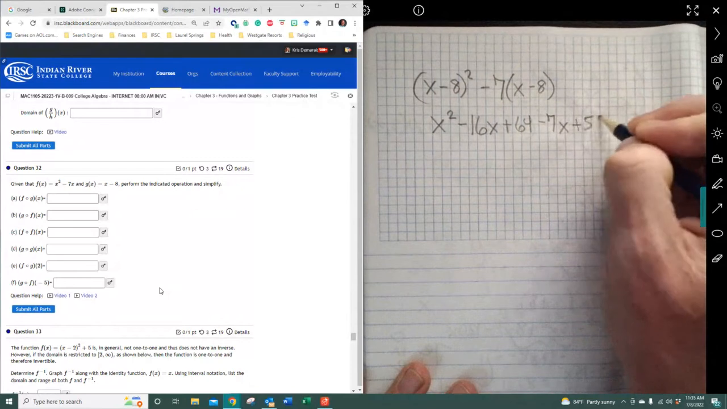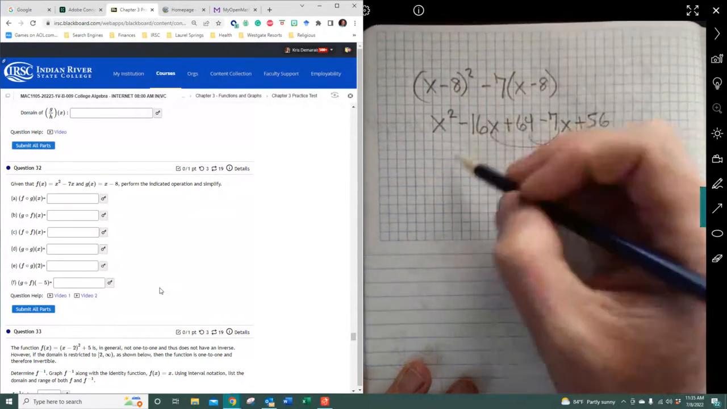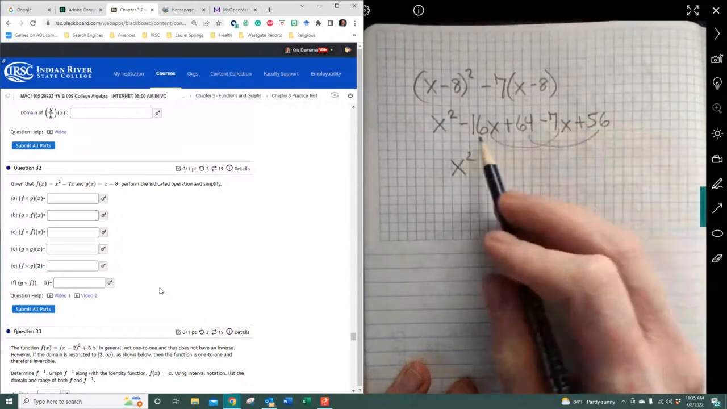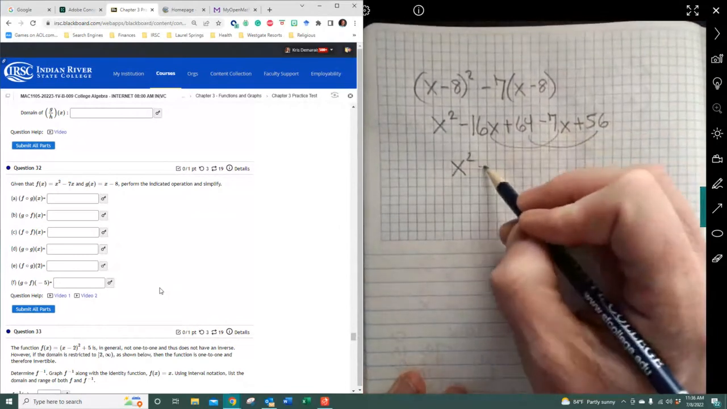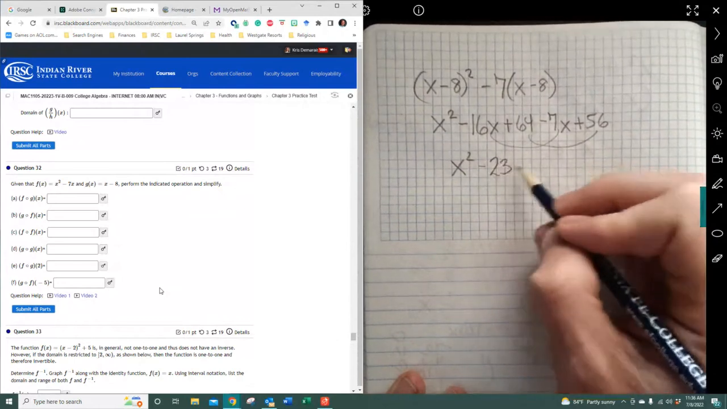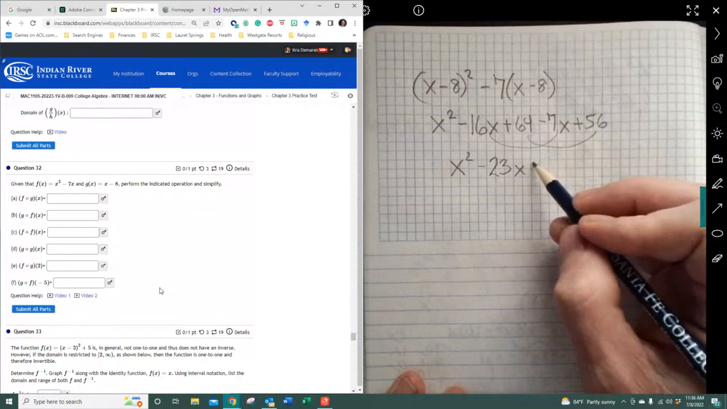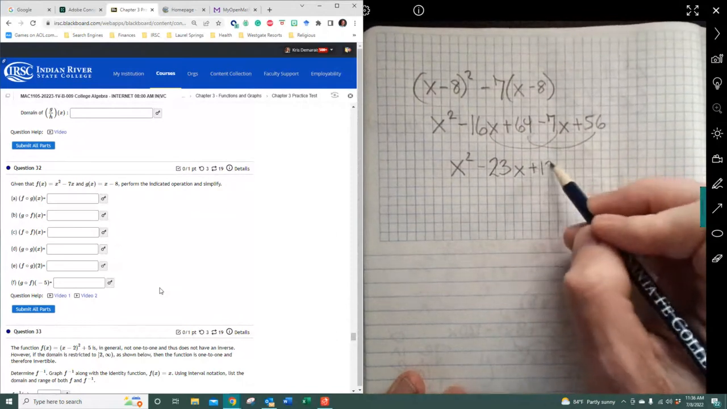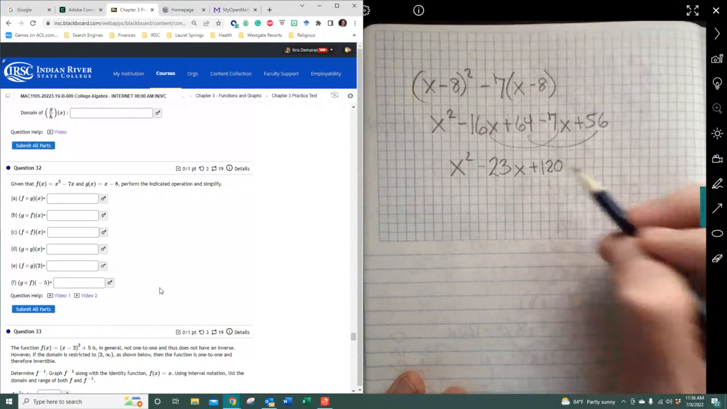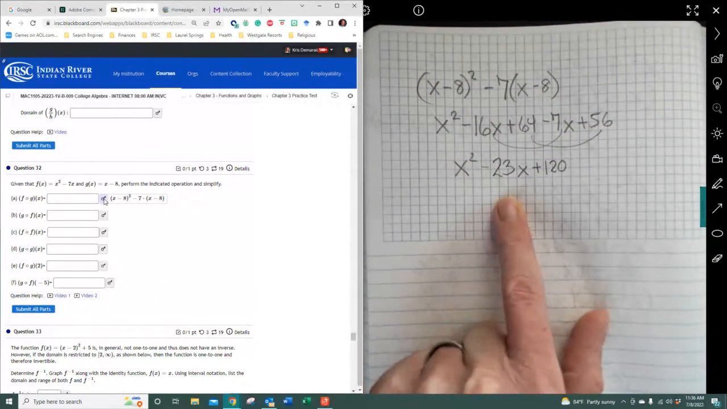and then plus 56. And then combining these two terms and these two terms together, we're going to get x squared. And then let me see if I can add that in my head. That's going to be 23x. And then this is going to be added together. That's going to give us positive 120. Yeah. All right, so that should be the answer we're coming up with there. So here we have that, but again, it doesn't give us the right answer.